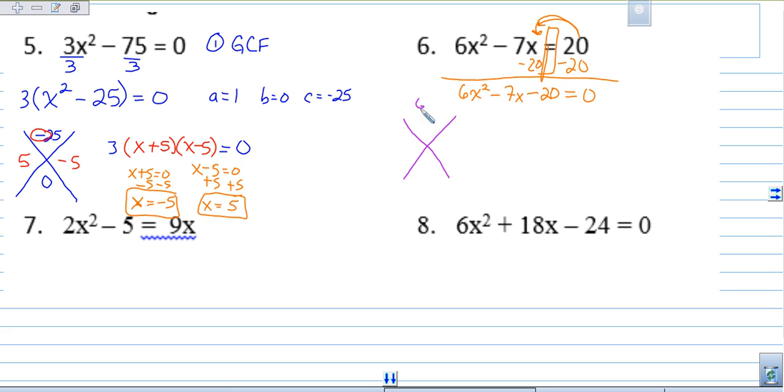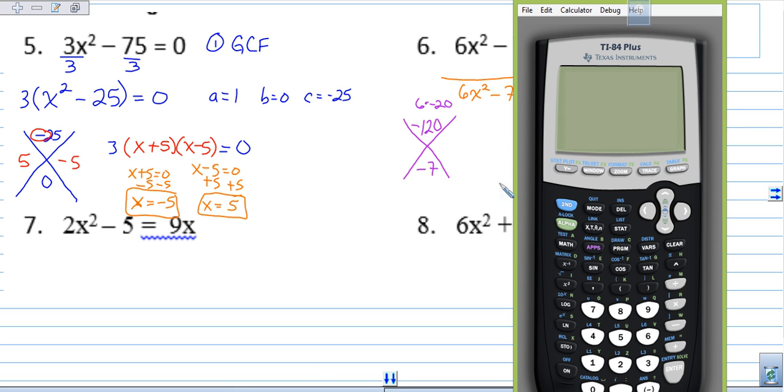We're going to do our a, which is 6, times negative 20, which is our c. Okay? And so you get negative 120. And then you're going to bring down your b, which is negative 7. Now 120 is a big number, I know. So you guys are probably going to struggle with finding factors that will multiply to give you 120 and add or subtract to give me negative 7. So I'm going to show you how to do this in your calculator.